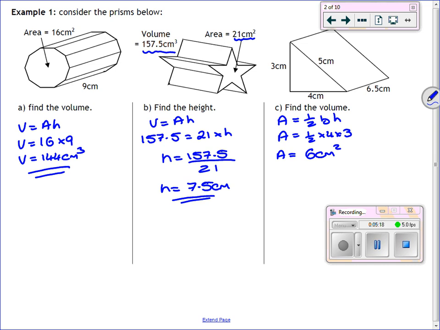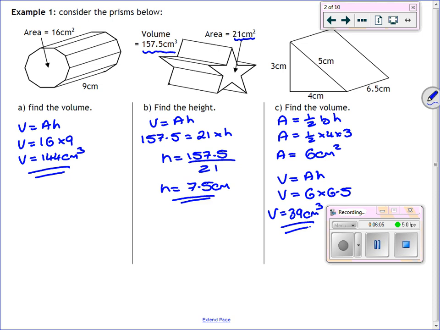Now we should go ahead and find the volume of the object by using the formula we now know. Volume is equal to area times height. So volume is equal to the area, which is 6, multiplied by 6.5, which is going to give me 39. So the volume is equal to 39 cubic centimeters. If you're given the area, fantastic. Sometimes, more likely, you'll have to find the area first of all, to then use the formula V is equal to AH to then find the volume.